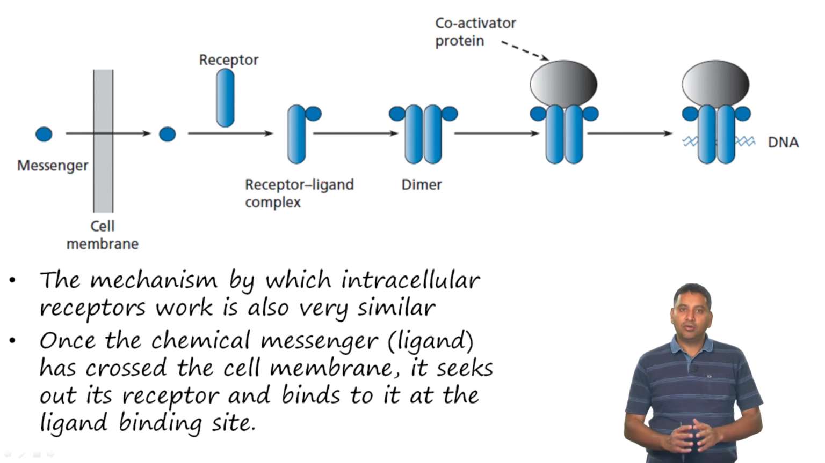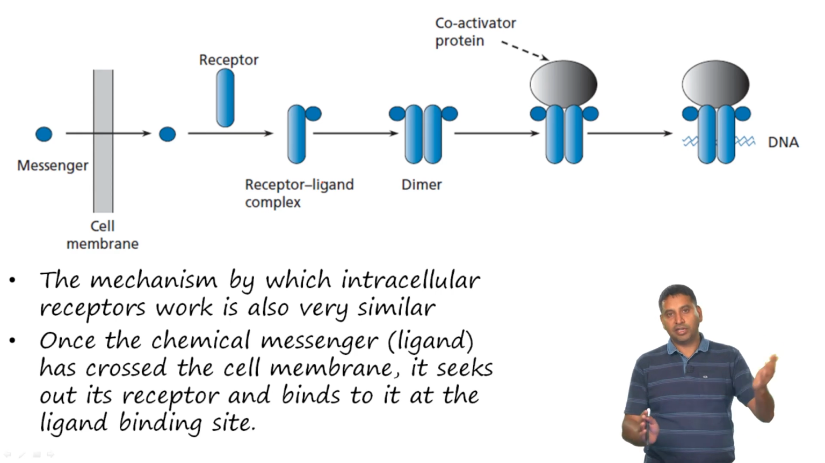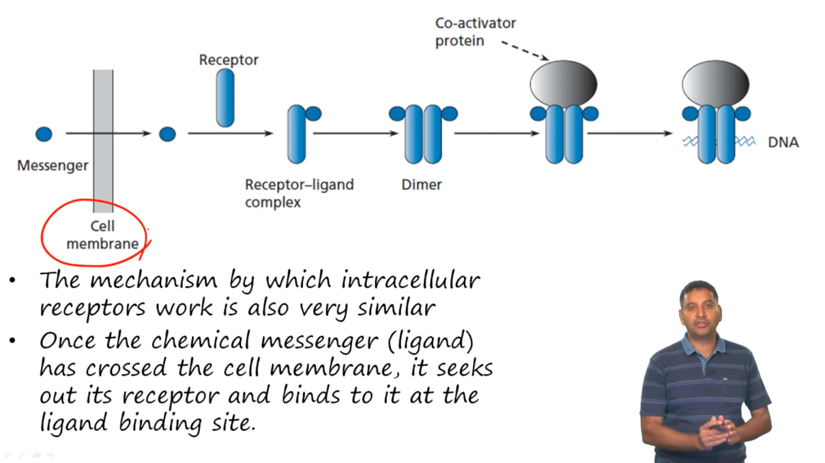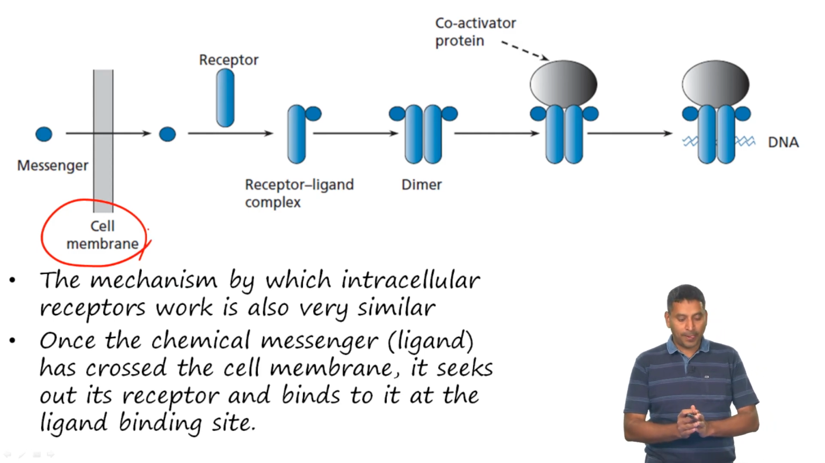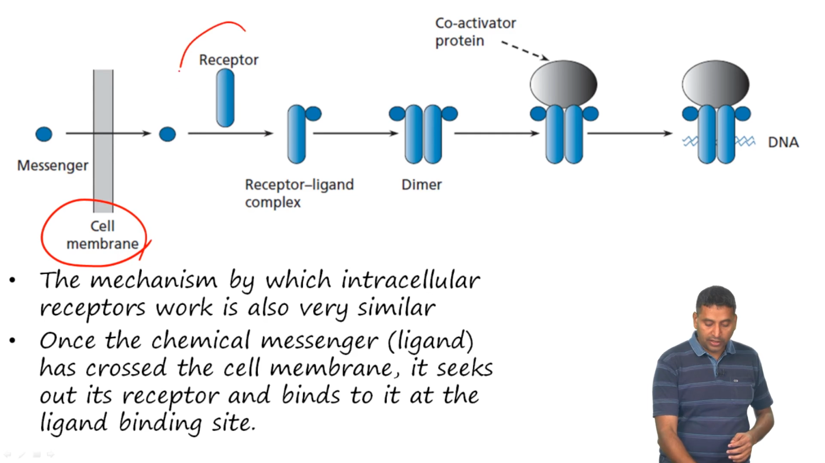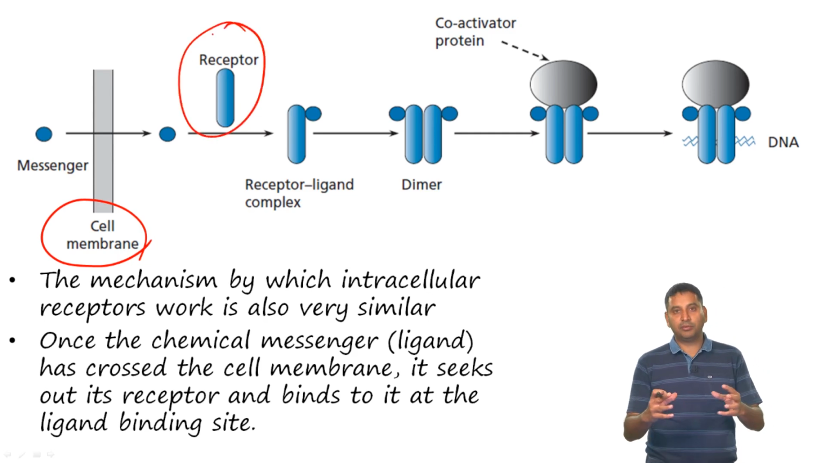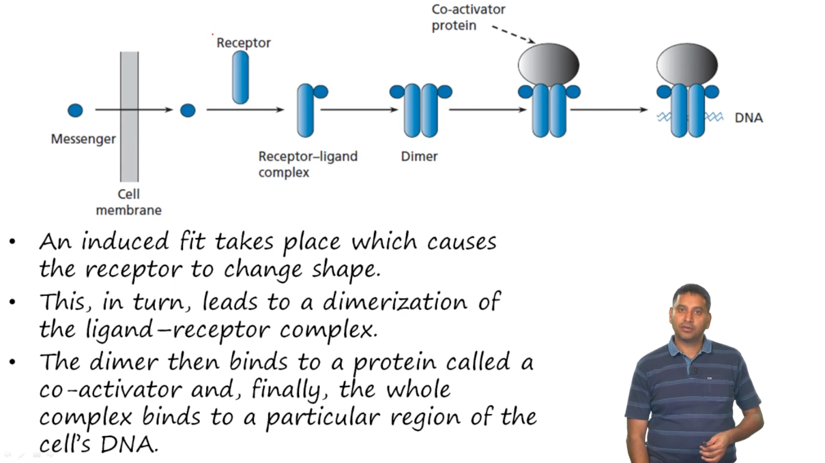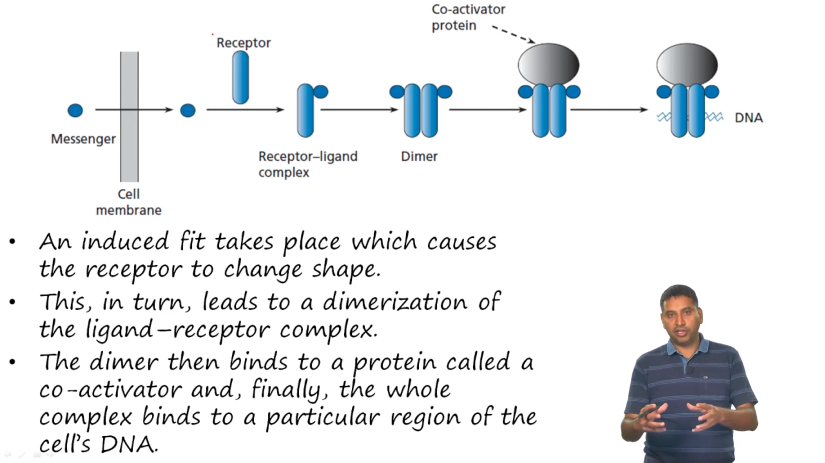Now, the mechanism by which the intracellular receptor works is very similar to the extracellular receptors, the major difference being that the messenger has to cross the cell membrane. Once it crosses the cell membrane, it can bind to the receptor, and once the receptor ligand complex is formed, this can dimerize. First, an induced fit takes place, which causes the receptor to change shape, and this in turn leads to dimerization of the ligand receptor complex.